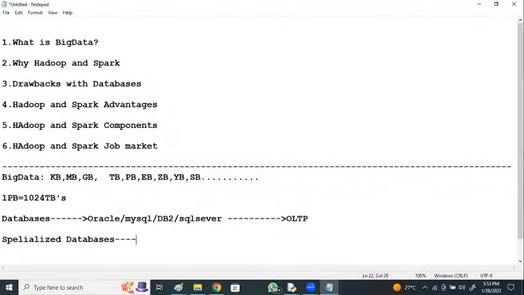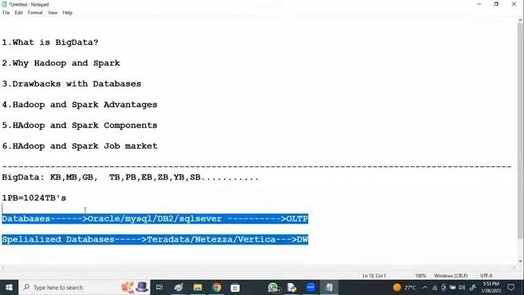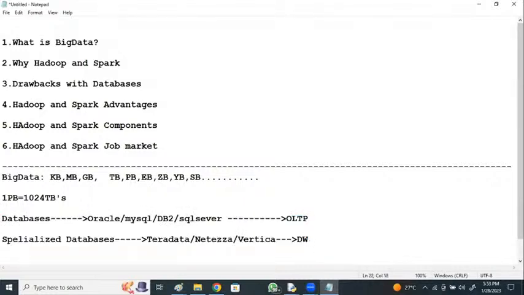Databases used for data warehouse purpose, right? Like we heard about Teradata, Netezza, Vertica. These are used for OLAP, for data warehouse purpose, DWH. Online analytical processing, OLAP. Databases and specialized databases, both are used for this.